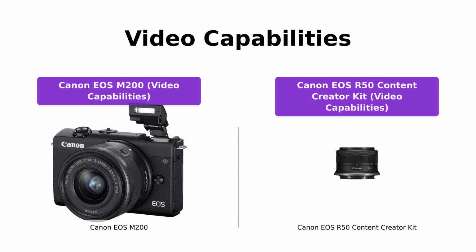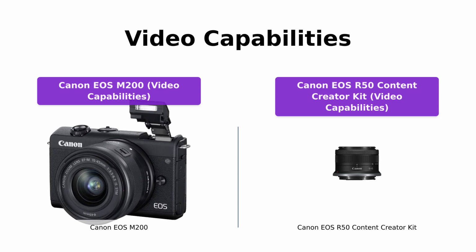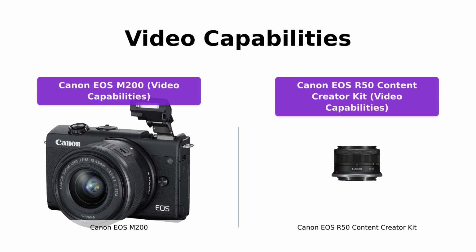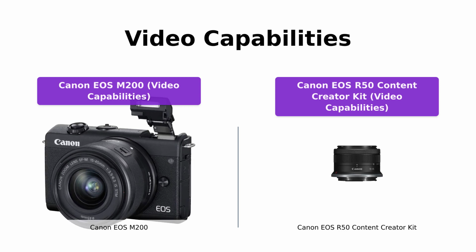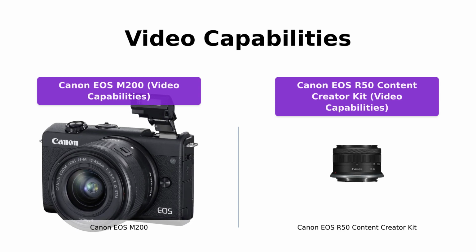Looking at video capabilities, both cameras offer 4K video recording. The Canon EOS M200 allows for 4K video and 4K time-lapse movie, while the Canon EOS R50 Content Creator Kit provides 4K uncropped movie at up to 30 FPS oversampled from 6K. Additionally, it offers full HD high frame rate movie at up to 120 FPS, perfect for those creative shots.